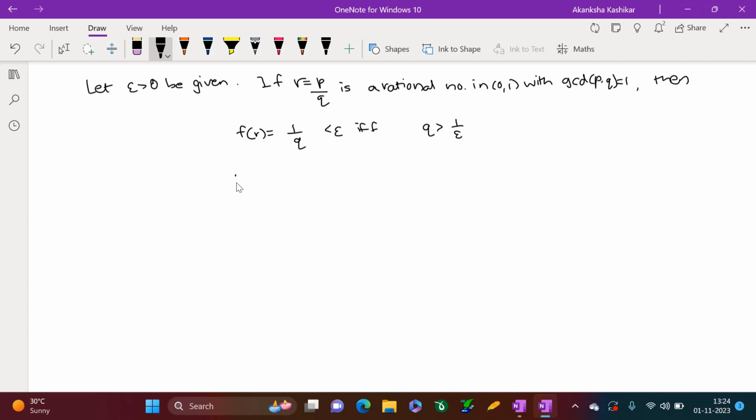Then in such a case, mod of f(x) minus f(a), which will be equal to mod of f(r) minus f(a), that is 1 by q minus 0, will be 1 by q, and this will be less than epsilon. So that is not an issue. Okay. So we have a problem when 1 by q is greater than epsilon.